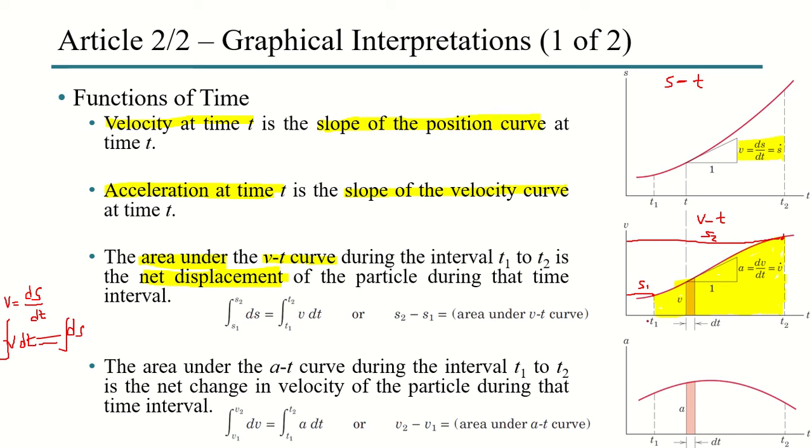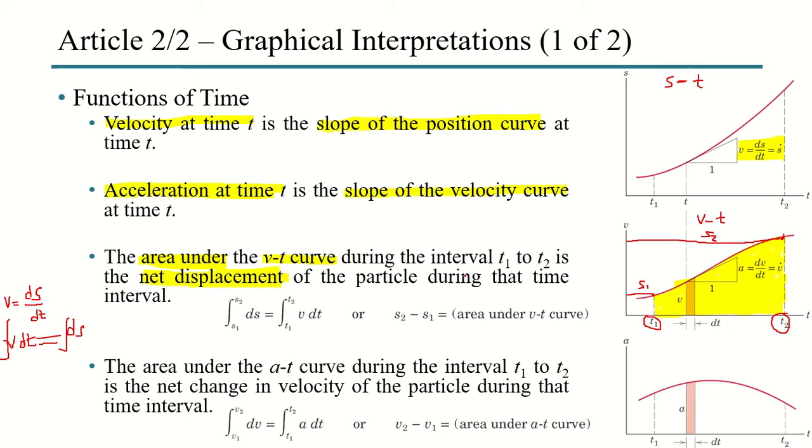Of course, our limit here is the time. When you speak of velocity, that is ds over dt. So we use time as the lower limit t1 and upper limit t2. Substituting in this formula and doing the integration, we get s2 minus s1 equal to the area under the v-t curve. So this is our v-t curve.